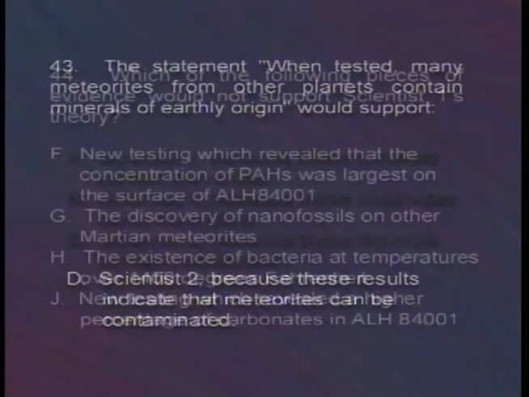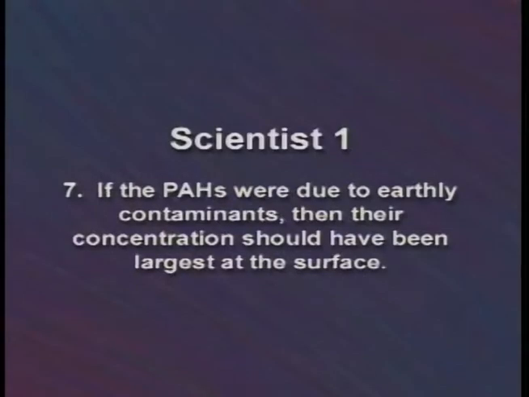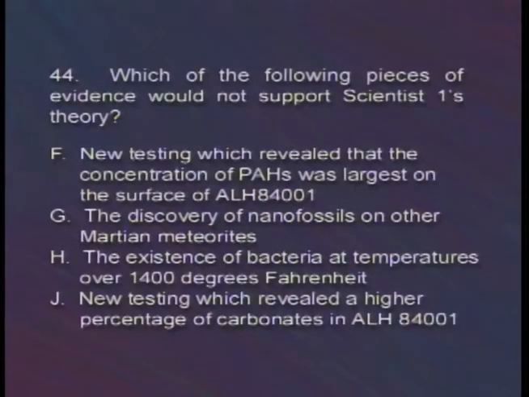Question 44. Which of the following pieces of evidence would not support Scientist 1's theory? Let's examine each option. Option F states that the concentration of PAHs is largest on the surface of the meteorite. Scientist 1 would not like this discovery. This scientist states the following: if the PAHs were due to earthly contaminants, then their concentration should have been the largest at the surface. If new testing indicated that this was true, then Scientist 1 is in trouble. Option F is probably correct.